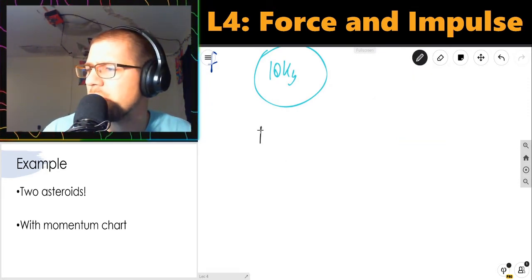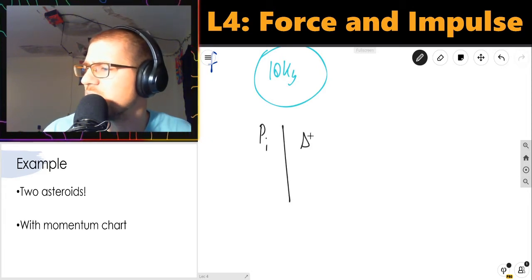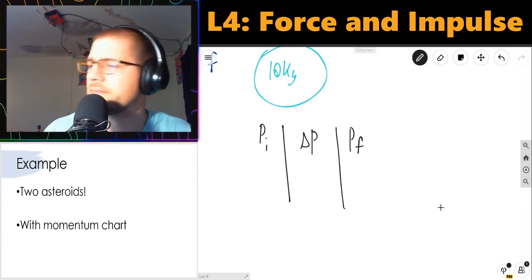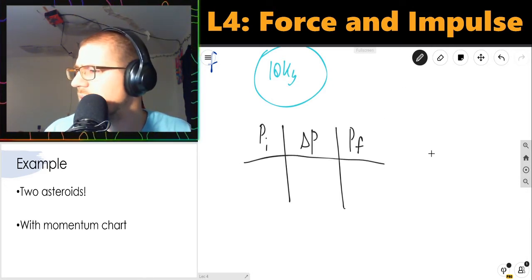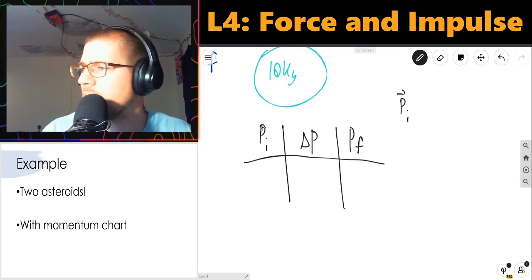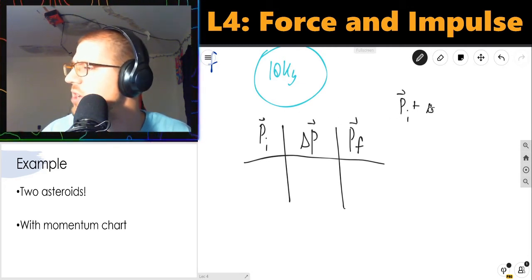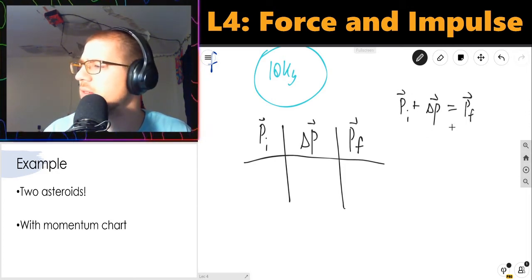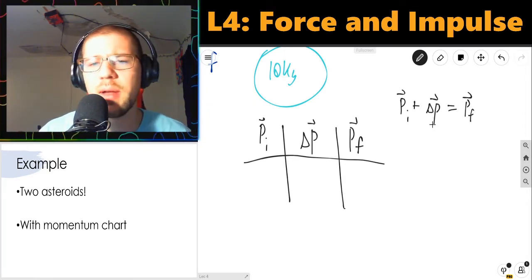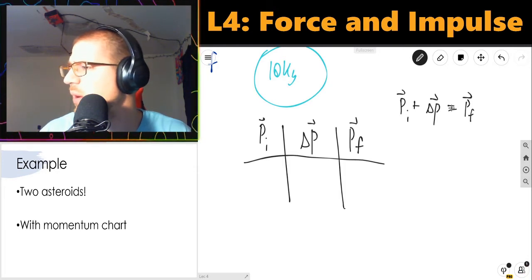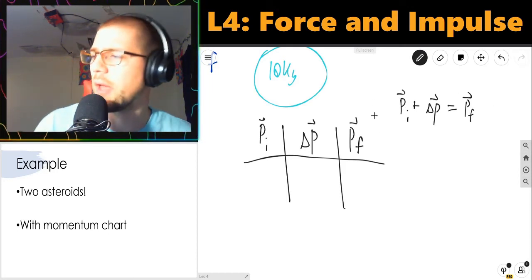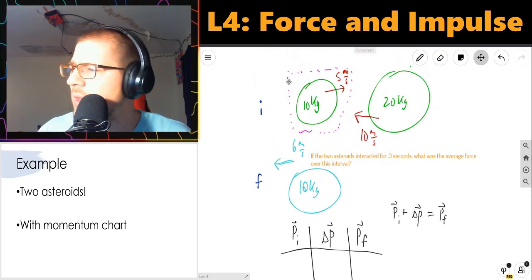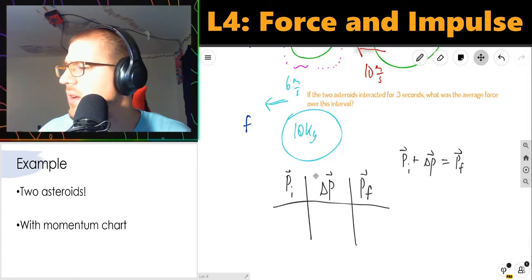I've got some initial momentum, P initial, some change in momentum, and some final momentum. These are all vectors. The initial momentum plus the change in momentum, or the impulse, is the final momentum. Hopefully that makes sense, because delta P is defined as final minus initial. If I rearrange, delta P equals P final minus P initial. I'm only considering the 10 kilogram asteroid as my system, so that's what I'll consider in my chart.